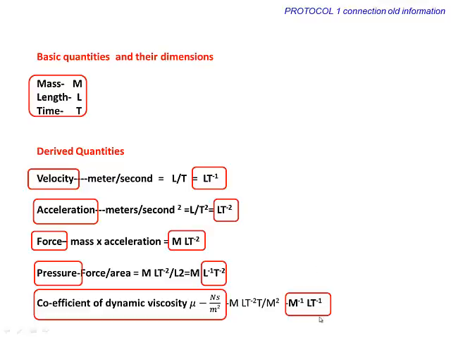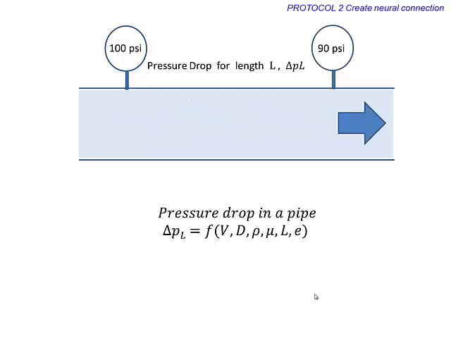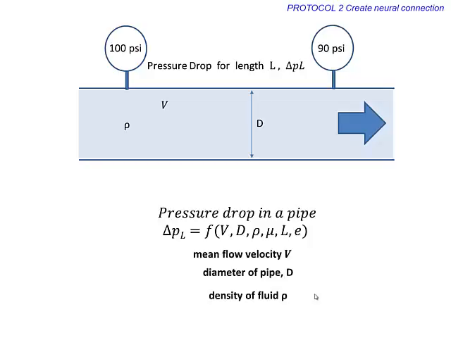The Buckingham's Pi theorem is used for deriving relevant non-dimensional functional groups involved in a problem. For example, consider a problem of pressure drop in a pipe of length L. The pressure drop in a pipe depends on several parameters such as fluid mean velocity V, diameter of pipe D, density of fluid ρ, coefficient of dynamic viscosity μ, length L, and surface roughness E.